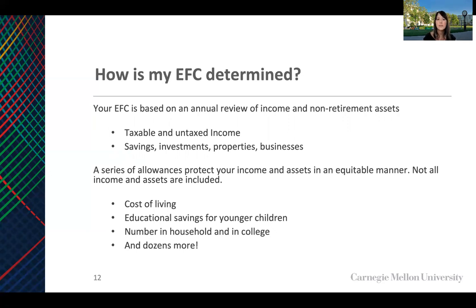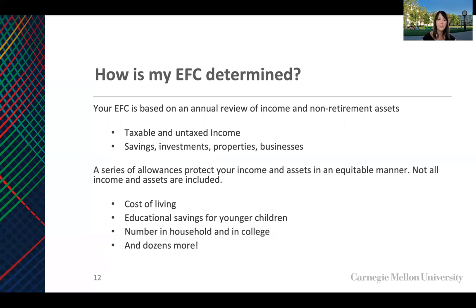There are allowances built into the application and into the methodology that protect your income and assets to make it equitable. So not all income and assets are included. Certain things are adjusted, and cost of living is a prime example. Cost of living in California is definitely different than the cost of living here in Western Pennsylvania. So those types of things are factored into the methodology.